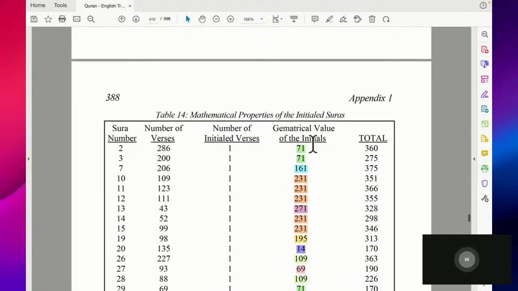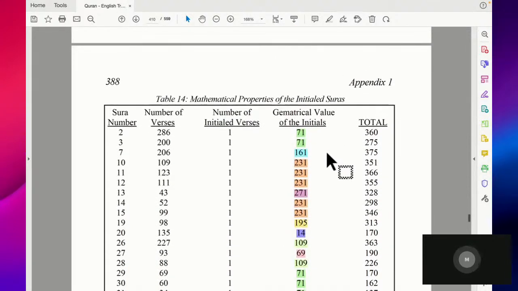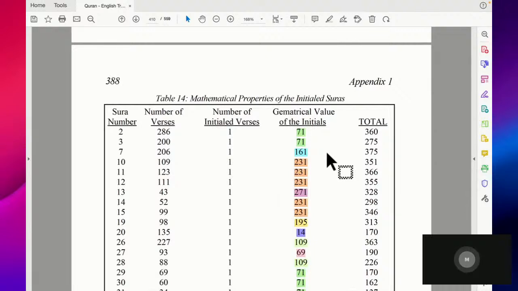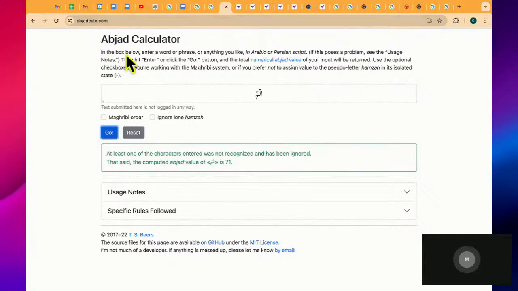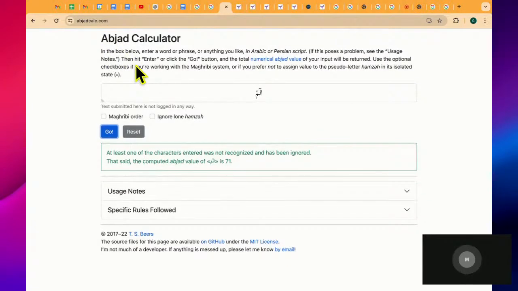And then the fourth column is geometrical value of the initials. Now, what does this mean? If you go to a website called Abjad Calc, it's basically an Abjad calculator website, you can simply copy and paste letters of the initials here, and then you just click on go, and it gives you the number attributed to the letters that you have put there, right? So Aleph, Lam, and Mim. So we know that Aleph is 1, Lam is 30, Mim is 40, right? Aleph, Lam, Mim. So altogether, it becomes 71, right? So this is very easy.